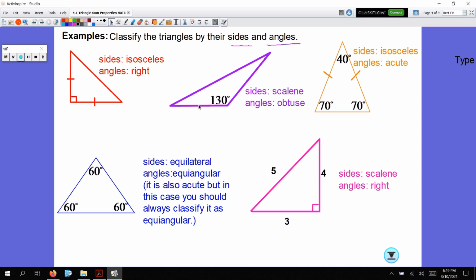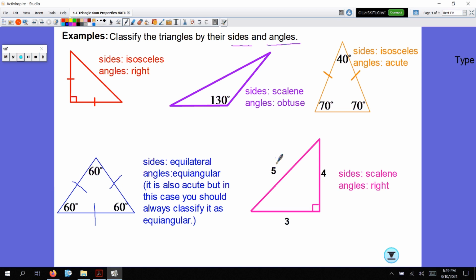This triangle has no congruent sides. There are no hash marks to indicate that any side is equal to the other. So it is scalene, and there's an obtuse angle, so that makes it obtuse for the angles. Here is an isosceles triangle again, and it is acute because all of the angles measure less than 90. This is an equilateral triangle, but I forgot some notation, so I apologize for that. There we go. Now all three sides are congruent. All equilateral triangles are also equiangular. To classify it by its angles, you could say it's acute because all of those angles are less than 90, but either one would be fine.